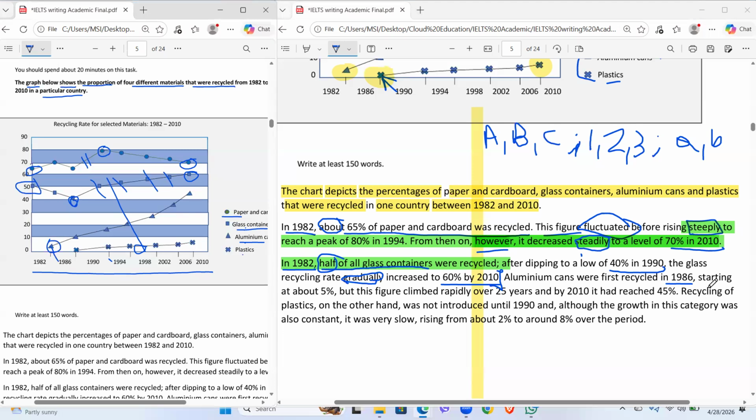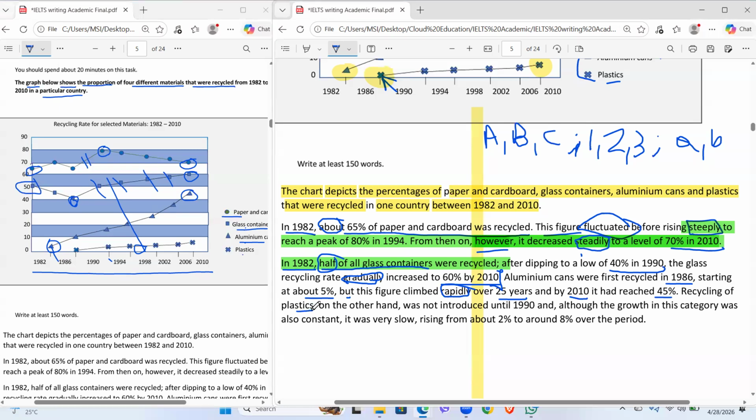Starting at about 5. About, because it may not be 5 also. But this figure climbed. How did it climb? Rapidly. Again, use of adverb. Yeah, but rapidly use गर्नु पर्छ. Over 25 years, and by 2010, it had reached 45%. It's not necessary year-wise सबै लेख्नु पर्छ. Not necessary.